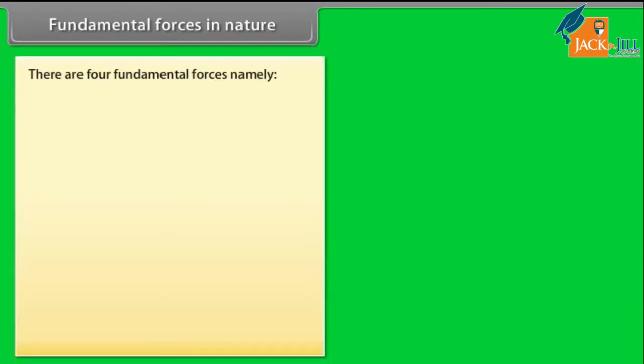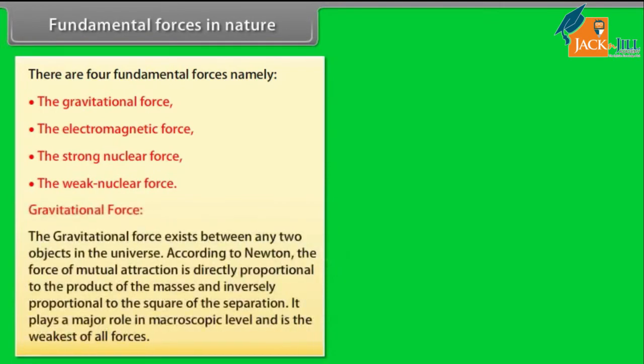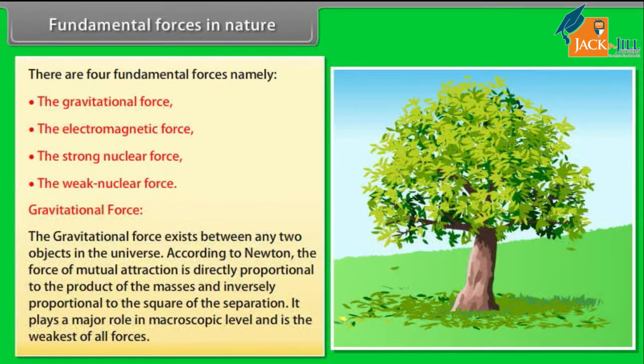Fundamental forces in nature. There are 4 fundamental forces, namely the gravitational force, the electromagnetic force, the strong nuclear force, and the weak nuclear force. The gravitational force exists between any two objects in the universe. According to Newton, the force of mutual attraction is directly proportional to the product of the masses and inversely proportional to the square of the separation. It plays a major role at the macroscopic level and is the weakest of all forces.